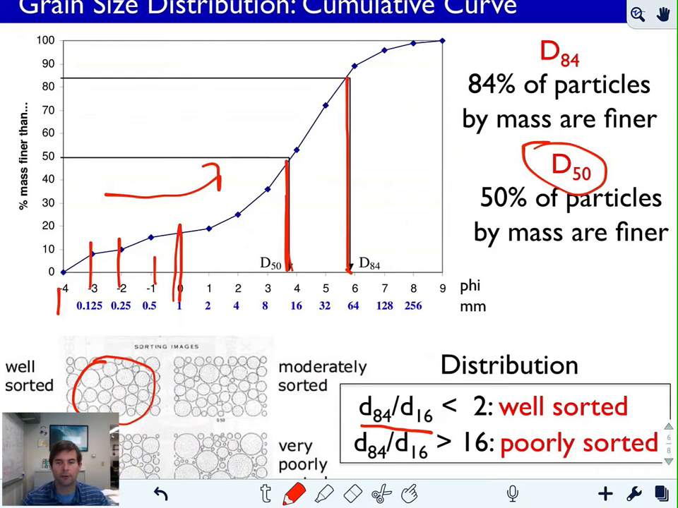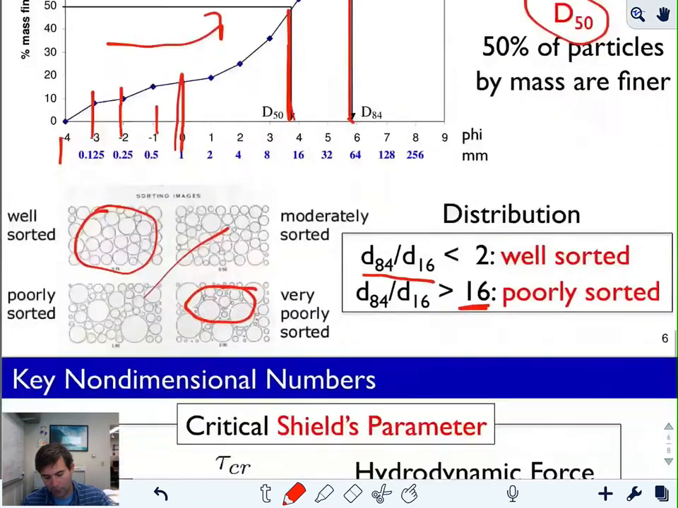If D84 is much bigger than D50, that implies you have a wide range of grain sizes, as you see here. And in that case, you have the other extreme, which is poorly sorted, and in the intermediate ranges, you have other values. These are not hard and fast numbers, but these are sort of back-of-the-envelope calculations.